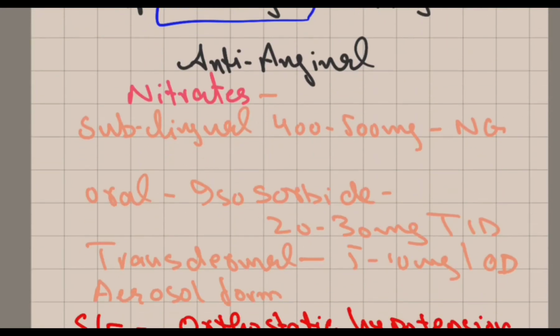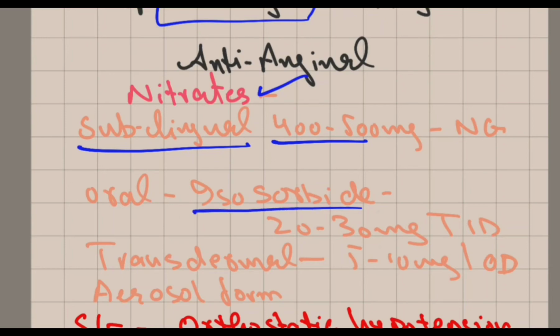Anti-anginal drugs such as nitroglycerin, which is a very famous sublingual drug of the nitrates category used as anti-angina, is used 400 to 500 mcg. The oral nitrate is isosorbide, which is 20 to 30 mg given thrice a day. Transdermal patches are also available and aerosol forms are also used nowadays.